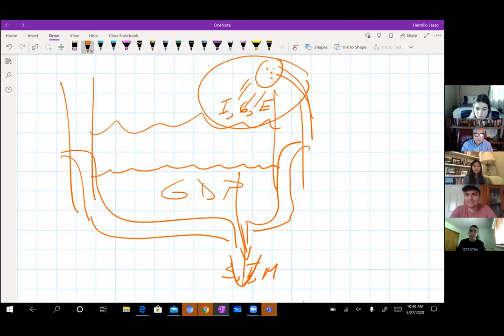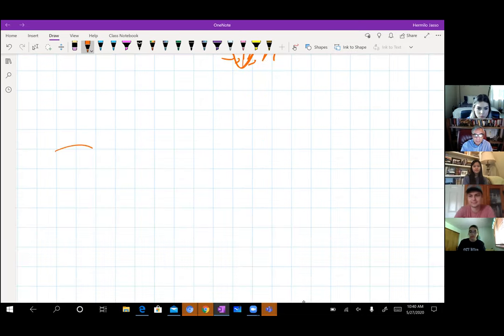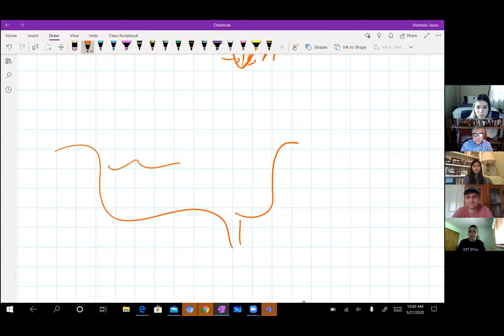But now what will happen if it's the other way around? Again, here we have the situation. And now in this situation, the water that is coming in is just trickling down, but the outflow is actually bigger.